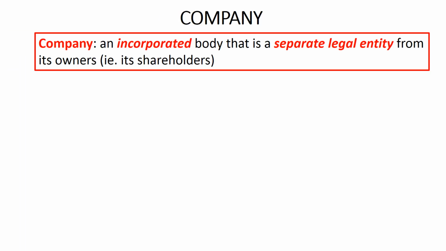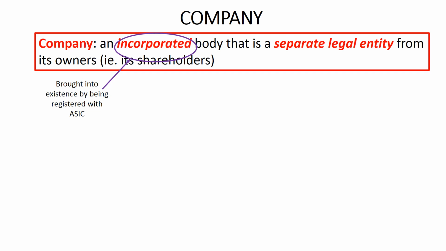The third type of business is a company. A company is an incorporated body that is a separate legal entity from its owners, that is, its shareholders. If ever you're asked to define a company, make sure that you include the words incorporated and separate legal entity in that definition. To be incorporated, that is, brought into existence, a company has to be registered with a government agency called the Australian Securities and Investments Commission, or ASIC, A-S-I-C for short.